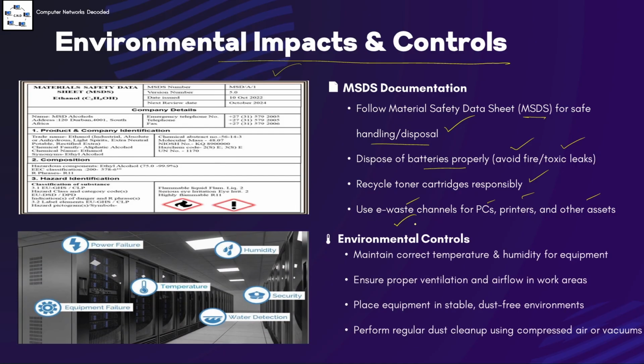So what are some environmental controls? Maintain correct temperature and humidity for the equipment. Ensure proper ventilation and airflow in the work areas. Place equipment in stable and dust-free environments and perform regular dust cleaning using compressed air or vacuums.